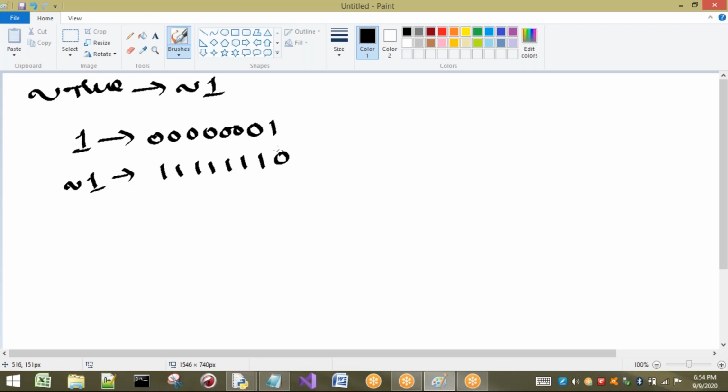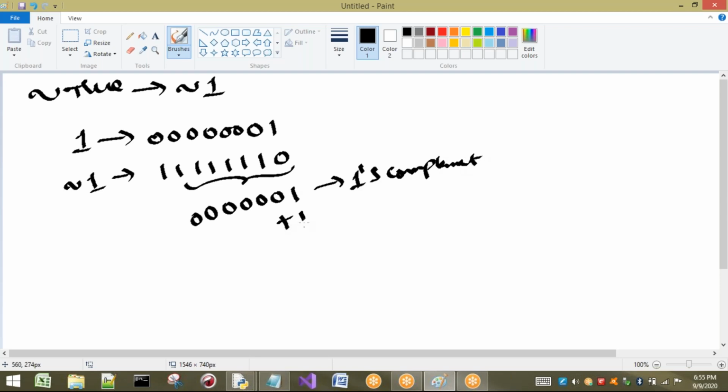So what happens here? This represents a negative number. I cannot store this negative number into my memory as it is, so I have to convert the value into 2's complement. So how is it going to be done? 1 1 1 1 1 1 1 0 is the 1's complement of that number. Okay, now to make it 2's complement, what I have to do? I have to add plus 1. So 0 plus 1 is 1.